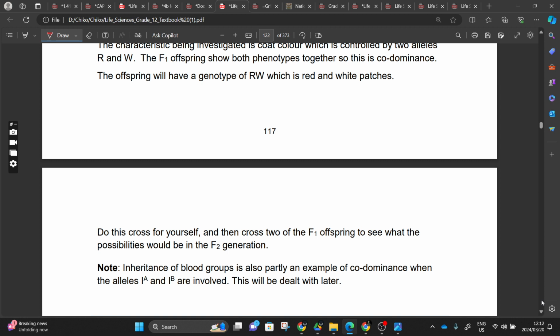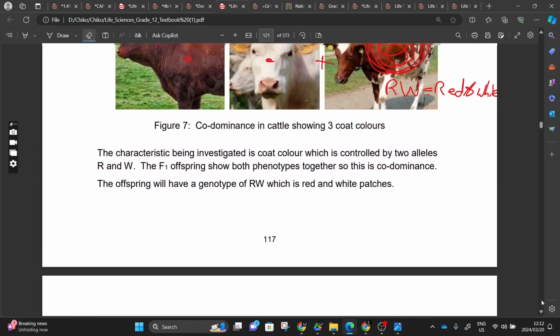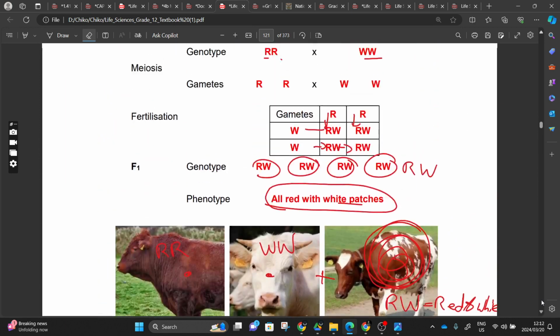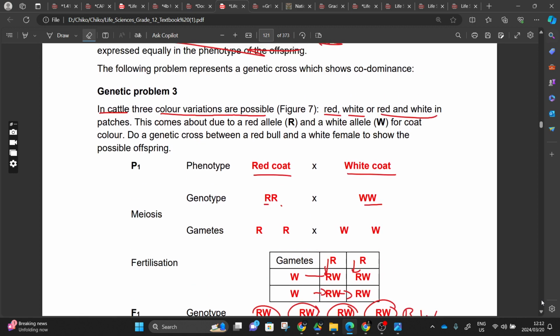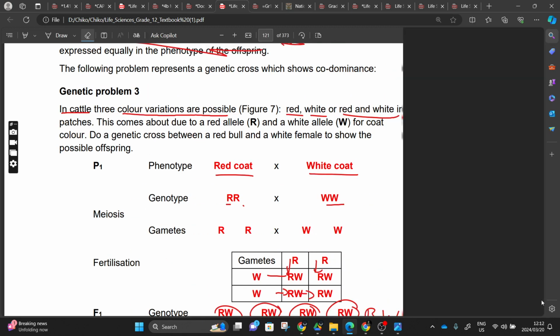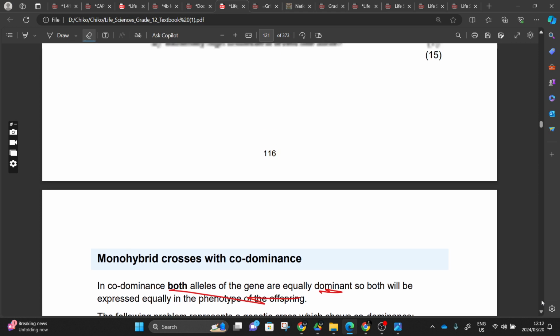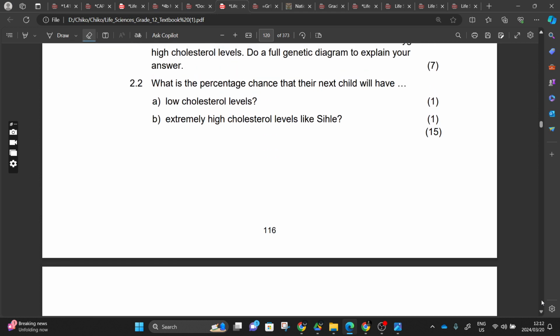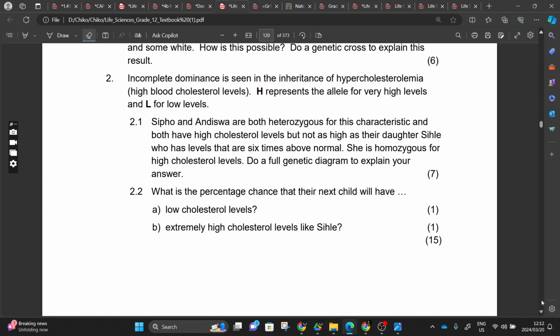Note, inheritance of blood groups is also partly an example of codominance when the alleles are both expressed. We are also going to do this blood grouping next week. They said this will be dealt with later. We'll deal with this later, not now. So, to recap, we have 3 types of dominance, or 3 types of monohybrid inheritance: codominant, incomplete dominant, and complete dominant.